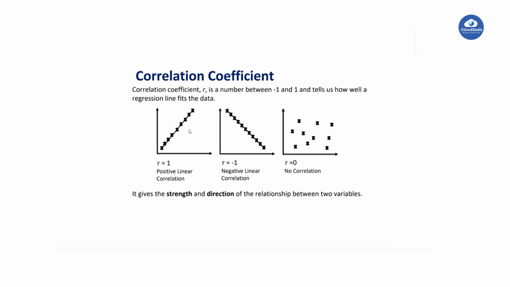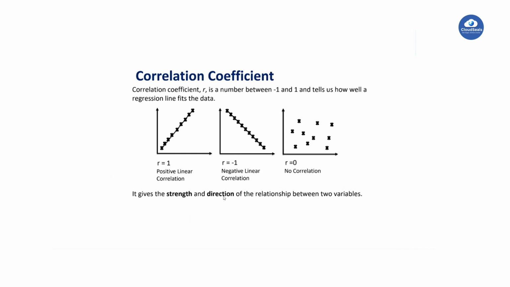Both are good. Whether it is a positive linear correlation, it gives the best fit line. Whether it is a negative linear correlation, we are able to create a best fit line. But if there is no relation between the independent variable and the dependent variable, that means there is no linearity in the data. So that is nonlinear data. At that time, we won't fit a best fit line on that data.